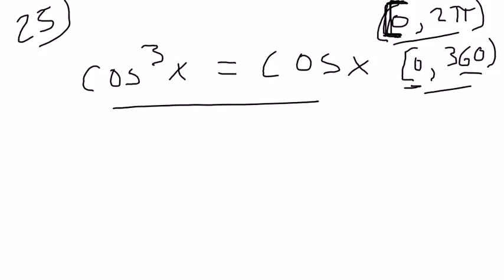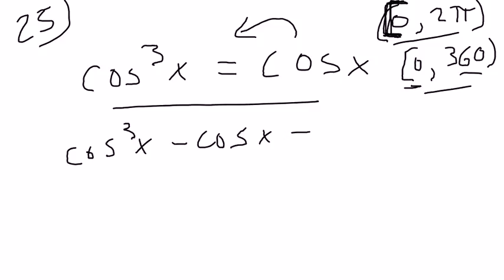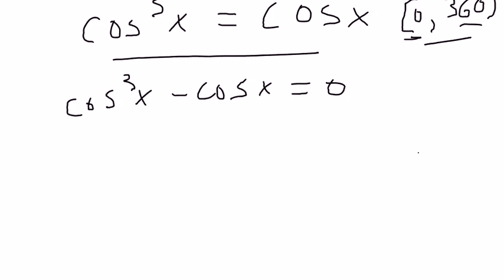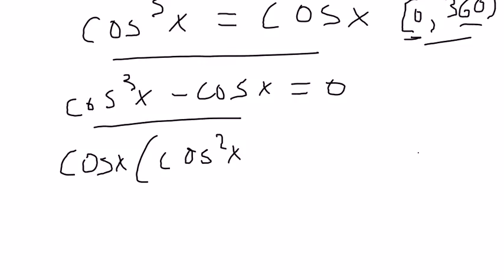You have to get everything onto the same side in order to solve a problem like this. It's the same thing you would have had to do in algebra. So if I get everything to the same side, I get cosine 3x minus cosine of x equals 0. And then factor, take a cosine out of both of these. So if I take a cosine out of both of these, I'll get cosine of x times cosine squared x minus 1, again equal to 0.